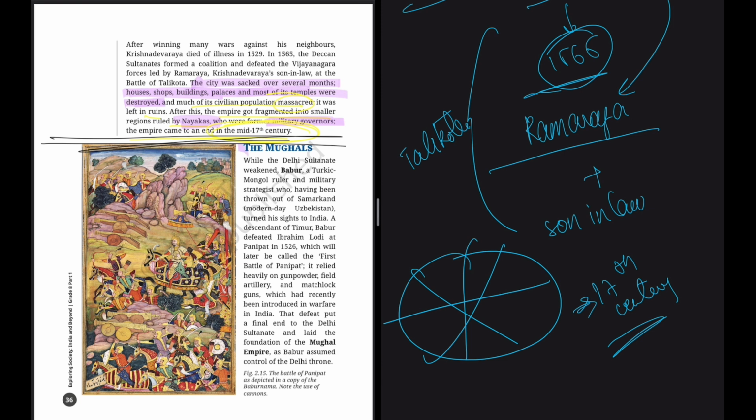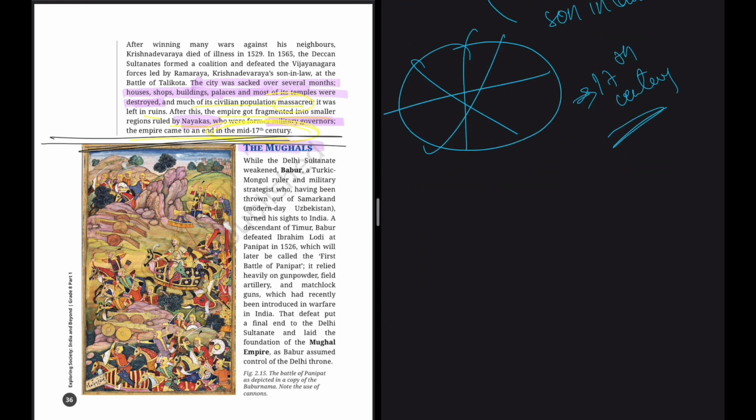Now we'll be starting with the Mughals. When the Delhi Sultanate weakened, Babur, who was a Turkic Mongol ruler and a military strategist who had been thrown out of Samarkand, modern day Uzbekistan, turned his sights to India.